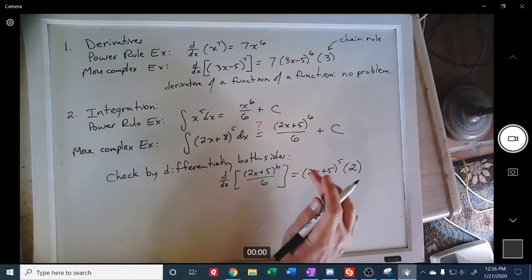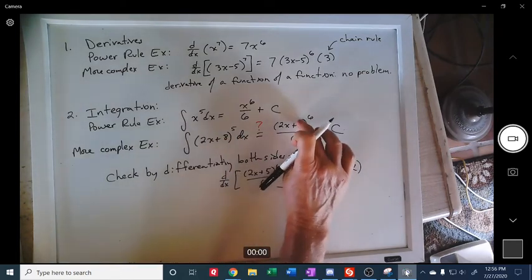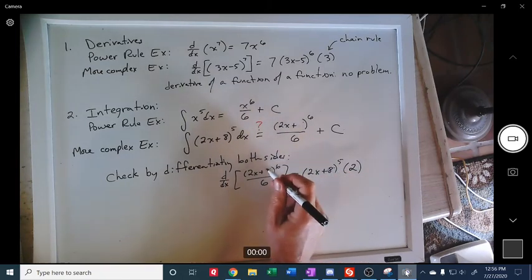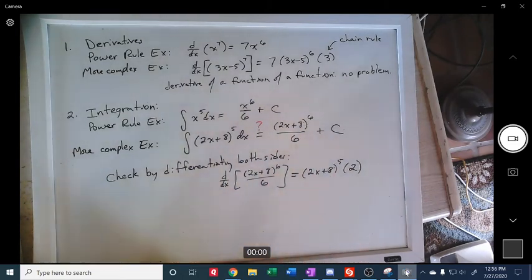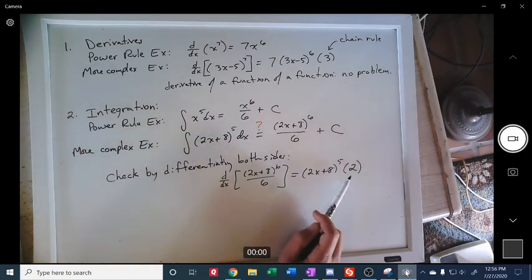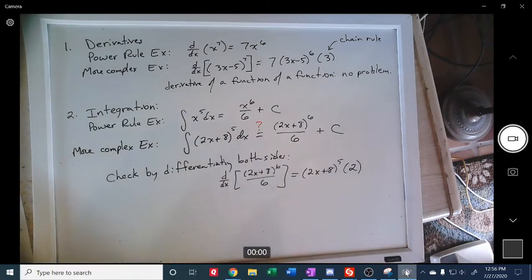Oh, this was an 8. My 8 turned into 5, so let me fix all those. This doesn't match this because of that extra 2 right here. And that's the problem.